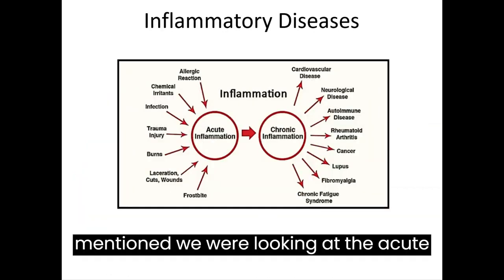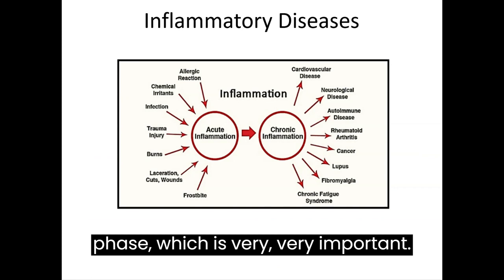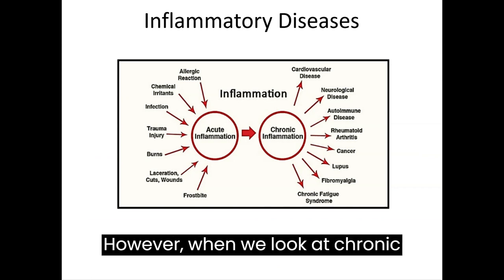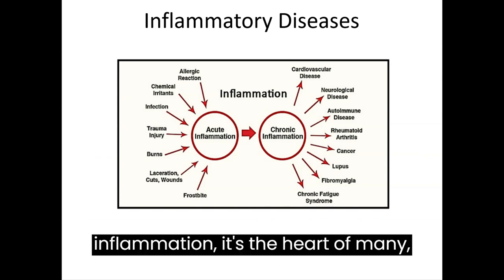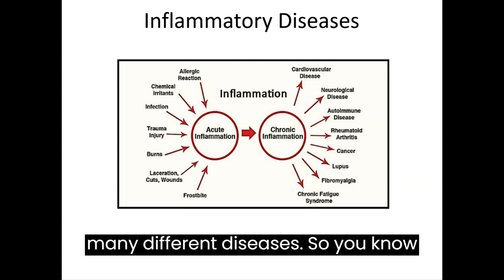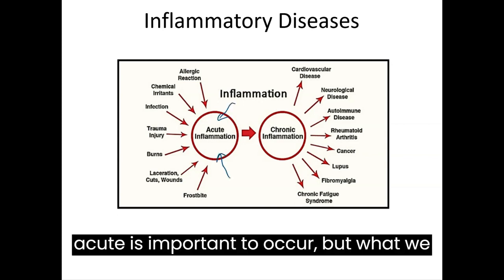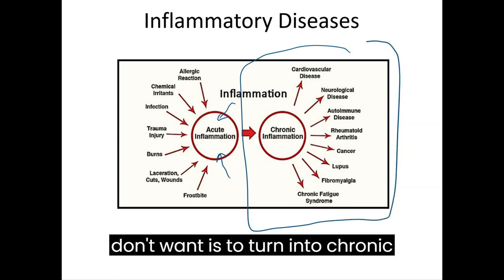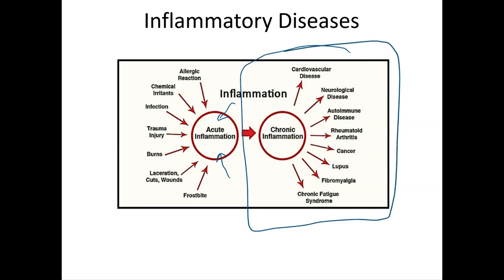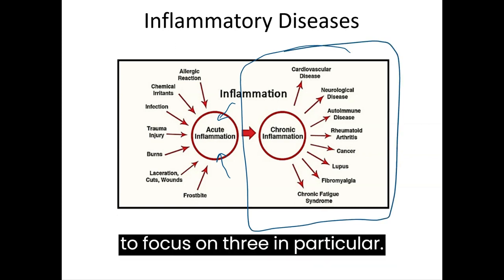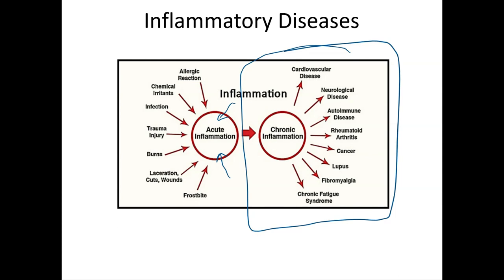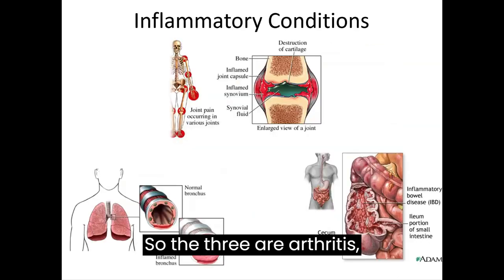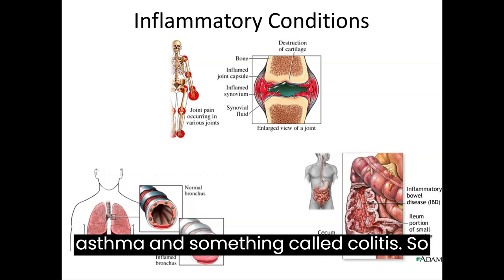So I mentioned we were looking at the acute phase, which is very, very important. However, we look at chronic inflammation. It's the heart of many, many different diseases. So, acute, important to occur, but what we don't want is to turn into chronic inflammation. And you can see a bunch here. I'm only going to focus on 3 in particular. So the 3 are arthritis, asthma, and something called colitis.